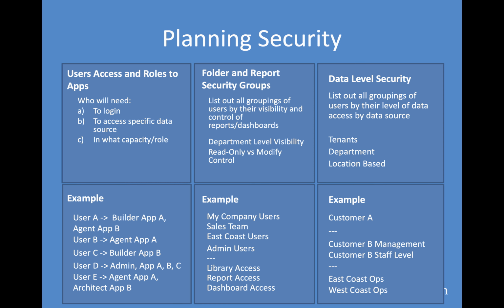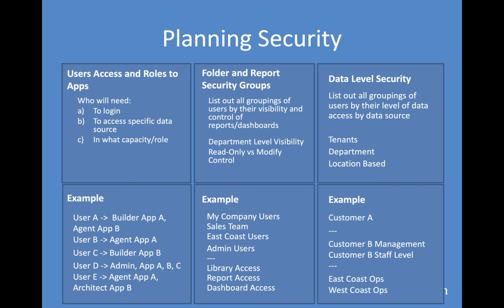Now let's talk about how we plan security. There are three areas that you want to plan for. First, who's accessing Yurbi and what roles do they have to your various Yurbi apps and data sources. You're going to need to know who's logging in, what their login ID is going to be, what their PIN or password is going to be, or if you're using Windows authentication. You're going to need to know what data sources and Yurbi apps they have access to. If you have just one, that's a simple planning process. If you have multiple databases, then you're going to have to map those users to those particular apps.